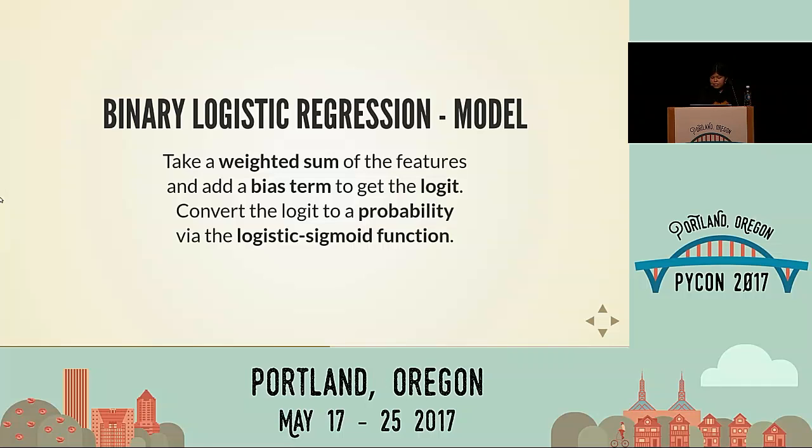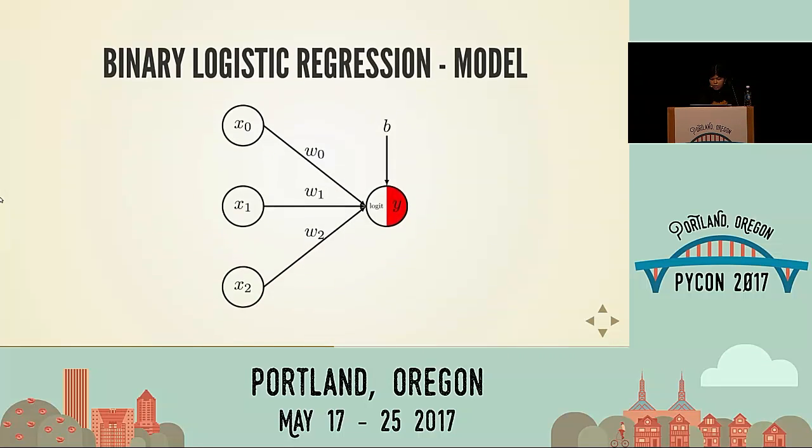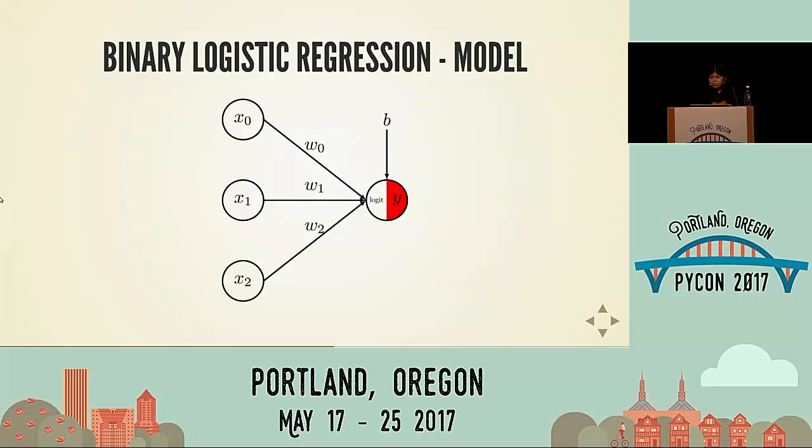Our model will be this. First take a weighted sum of the features and add a number that we'll call the bias. This should sound a lot like linear regression, except that we give the output a funny name, the logit. Then we'll convert the logit to a probability of belonging to the positive class via the logistic sigmoid function. This is what this looks like in neural network graphical style. We compute the logit and then apply this nonlinear activation function, which I'll depict with this red semicircle.